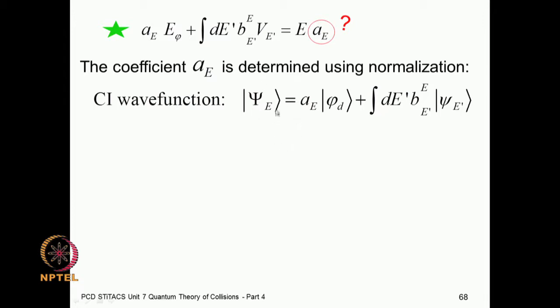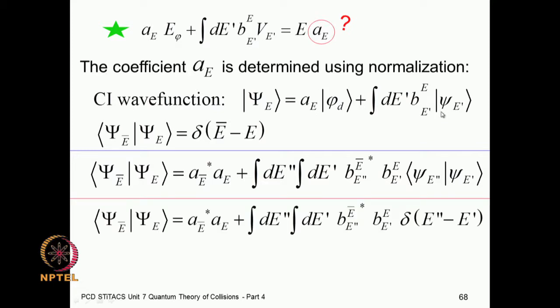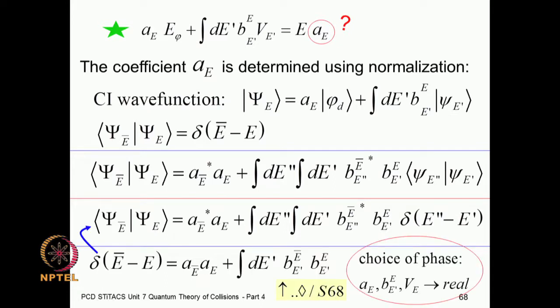Your configuration interaction state is a combination of the discrete state and the continuum state. The discrete state is weighted by this coefficient a, which is what we want to determine. These states are of course Dirac delta normalized. So if you take this Dirac delta on the left, then on the right side you have a projection of this on itself. You will get a_E star a_E from the first term, since phi and psi are orthogonal, and then you will get b_E star b_E times this. We have used these orthogonalities earlier as well.